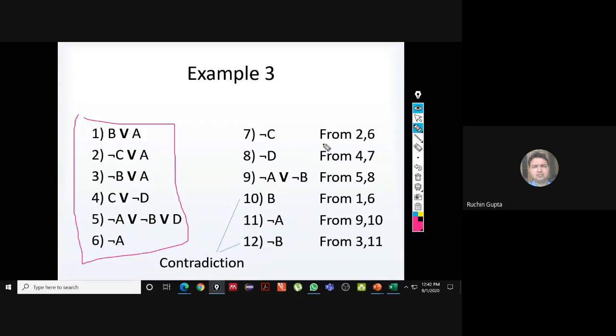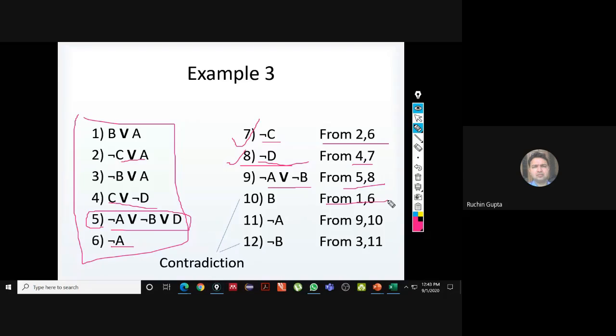From 2 and 6, A will cancel out and we will get only negation C, that we call statement number 7. Similarly from 4 and 7, C and negation C will cancel out and we will get only negation D, that we call statement number 8. Similarly from 5 and 8, D will cancel out and we will get negation of A or negation of B.